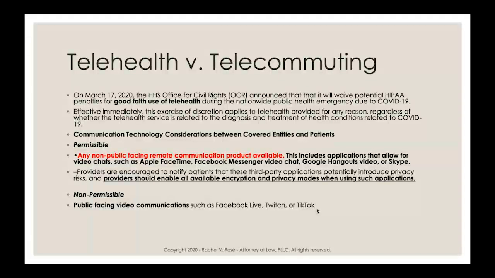So telehealth and telecommuting. No presentation in this day and age would be complete without a little nod to COVID and some of the issues that are being dealt with right now. One is telehealth versus telecommuting. Telehealth is very specific to a communication technology that is used between a provider and a patient. That's it. It does not apply to a business associate and a covered entity. This is a patient interaction with a provider.